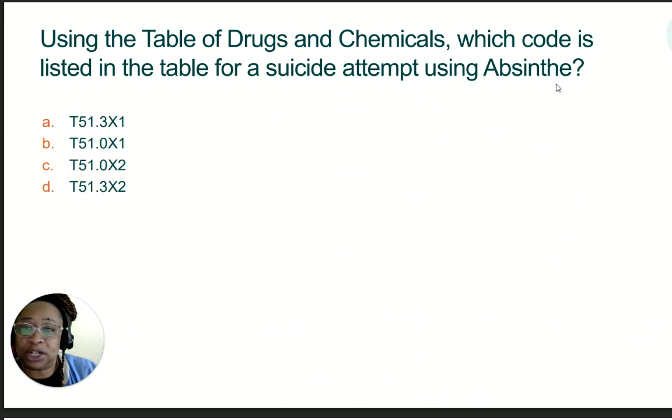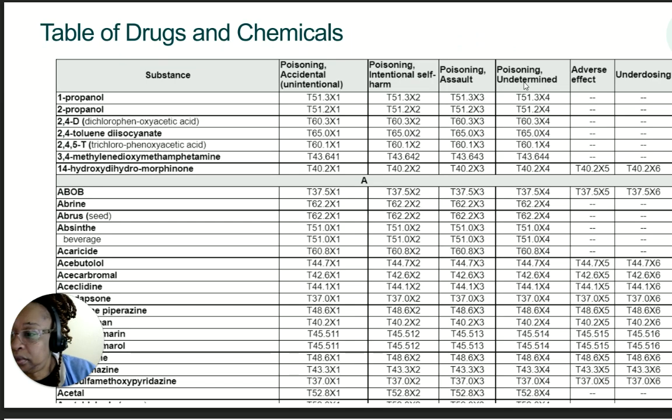Now, here is a question. Which code is listed in the tabular for suicide attempt using this medication or drug? So let's go back in our chart. We see here, I'm sorry, it's actually right here, and it was intentional. So we see here that the actual code is T as in Tom 43.3X2.